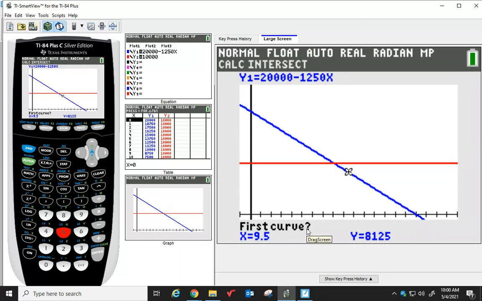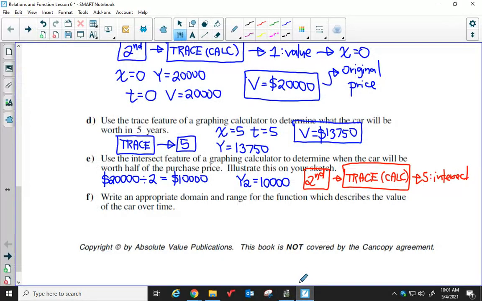Okay, it says first curve. So we're on the blue line. Get that cursor to come close to the intersection point and then hit enter. And the second curve, so we're along the horizontal line. Same thing, just make the cursor come close to the intersection point and then hit enter. Then it says, do you want me to guess the intersection point? And it says, when x is equal to 8, y is equal to 10,000. So we can go back and we can label that.